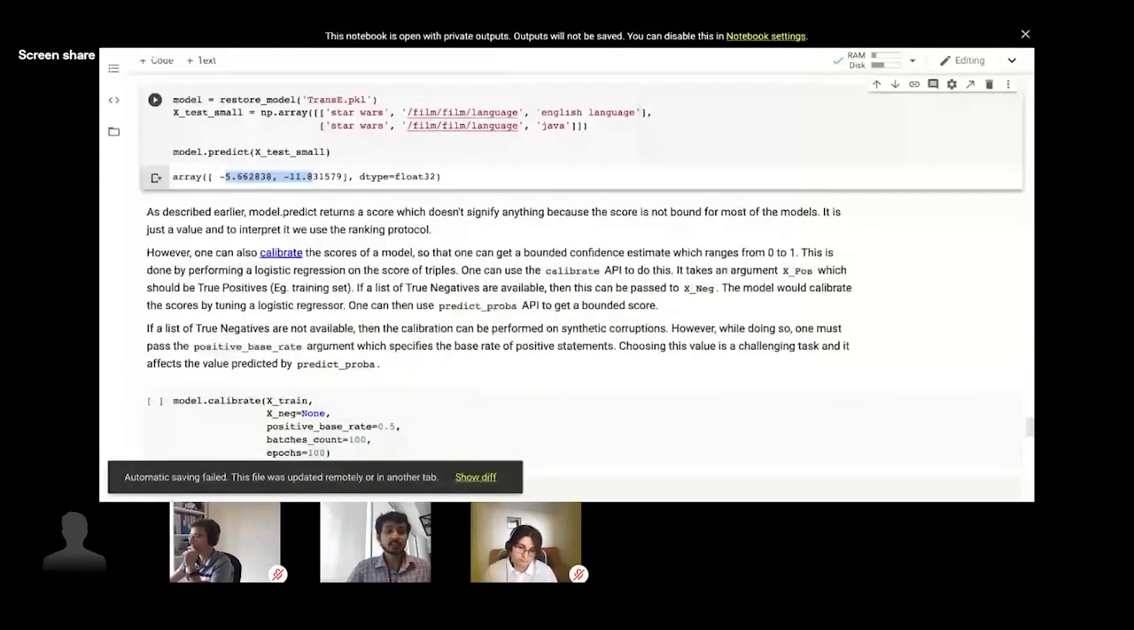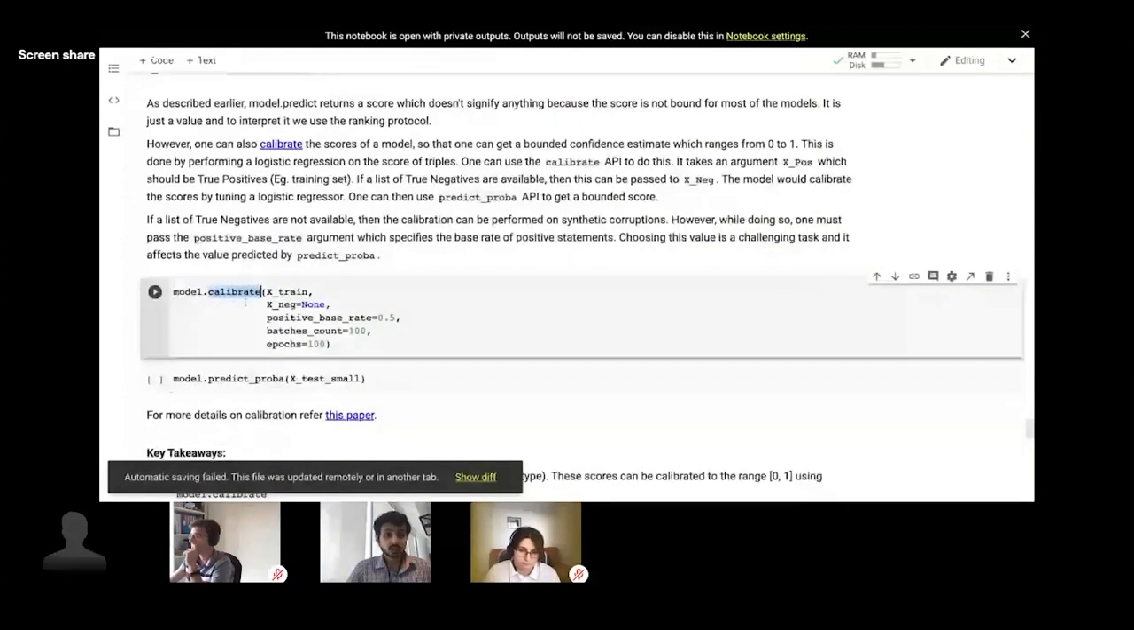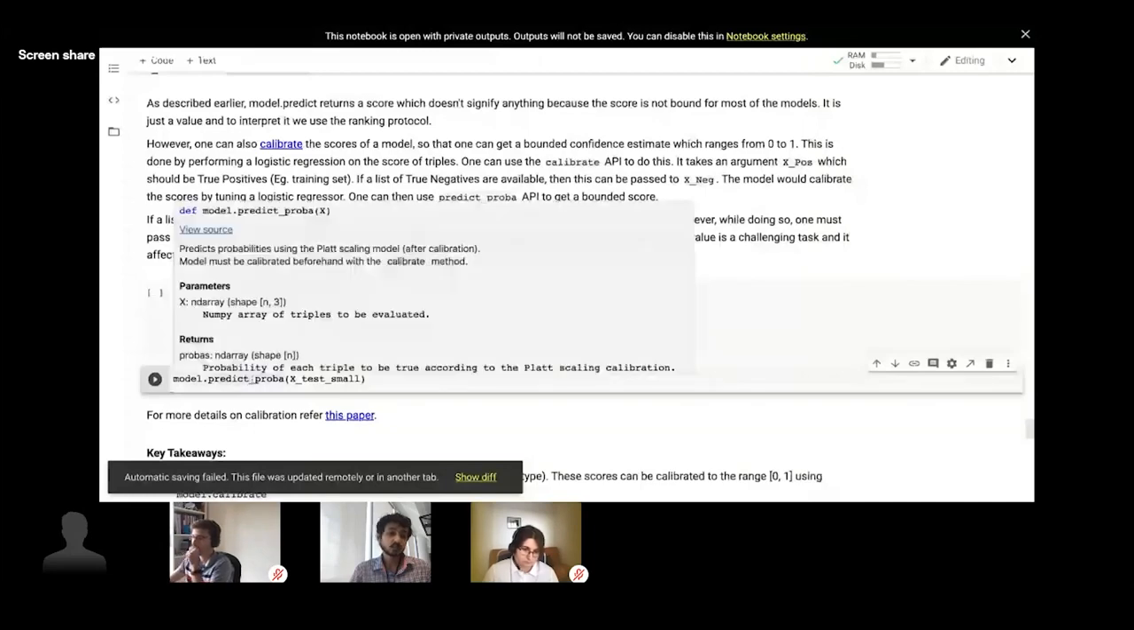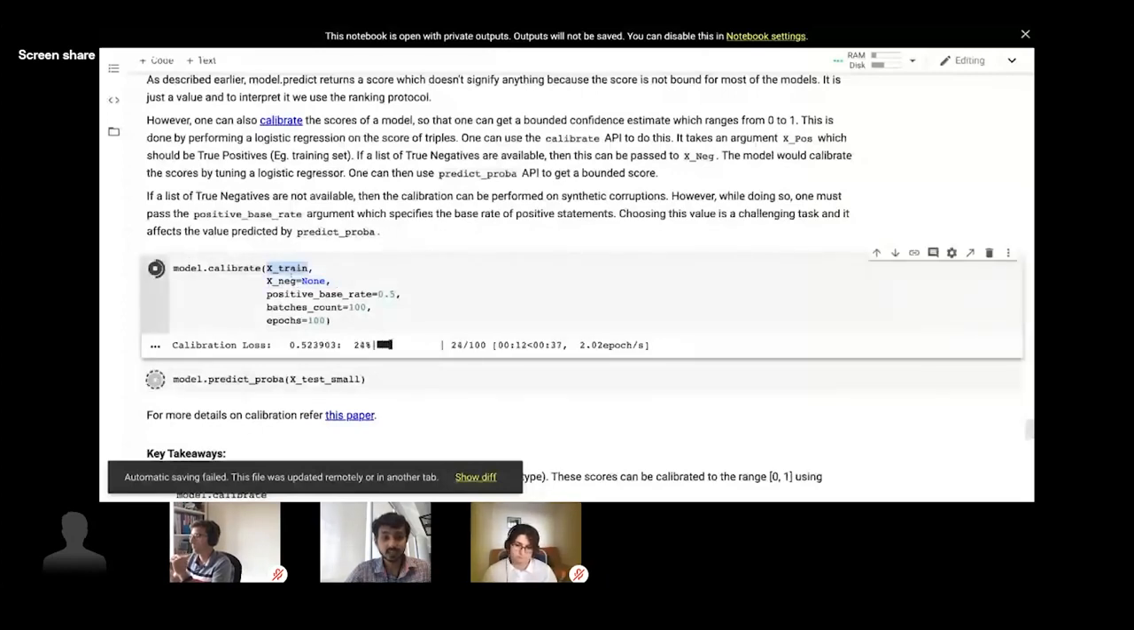This is where calibrate comes in. You can use model.calibrate. AmpliGraph provides this API called calibrate, which can be used to calibrate the model and return a score between 0 and 1. Once the model is calibrated, you can use predict_proba to give the probability estimate on the triples. Now I'm calibrating for 100 epochs. The way to calibrate is you need to have negatives. So you specify the positives, you specify the negatives, and then you calibrate.